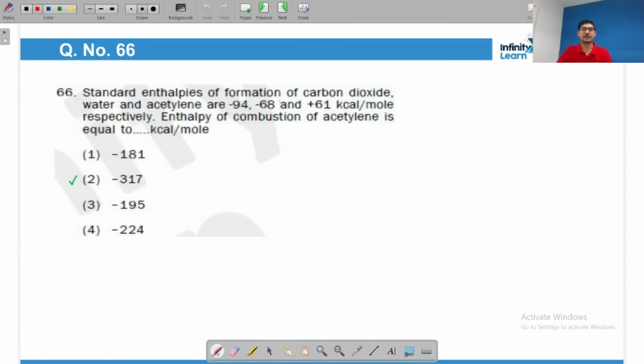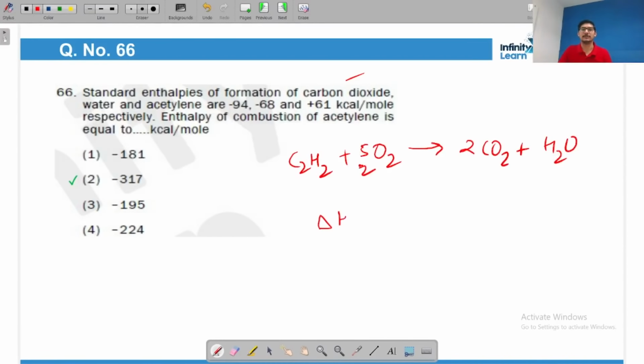Standard enthalpies of formation are given, and you have to find the combustion of acetylene. So this will be C2H2 plus O2, giving 2CO2 plus H2O, with 5/2 for O2. Guys, remember, whenever enthalpies of formation are given, you have to do enthalpy of formation of products minus reactants.